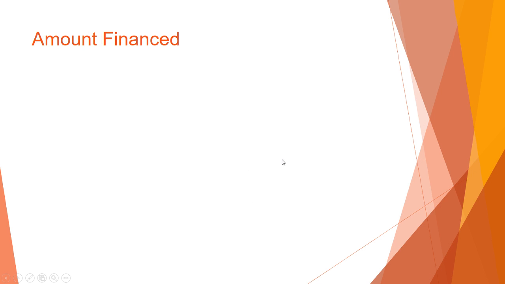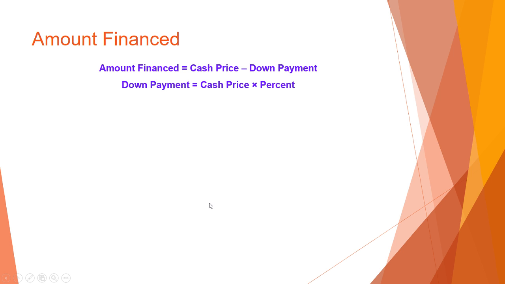So we're going to start off with amount financed. Remember, amount financed is the amount that you still owe after you already put down a certain amount of money up front. To find the amount financed, you take the cash price and subtract the down payment from the cash price. The down payment, for the most part, should be expressed as a percent of the amount. Down payment is cash price times percent.